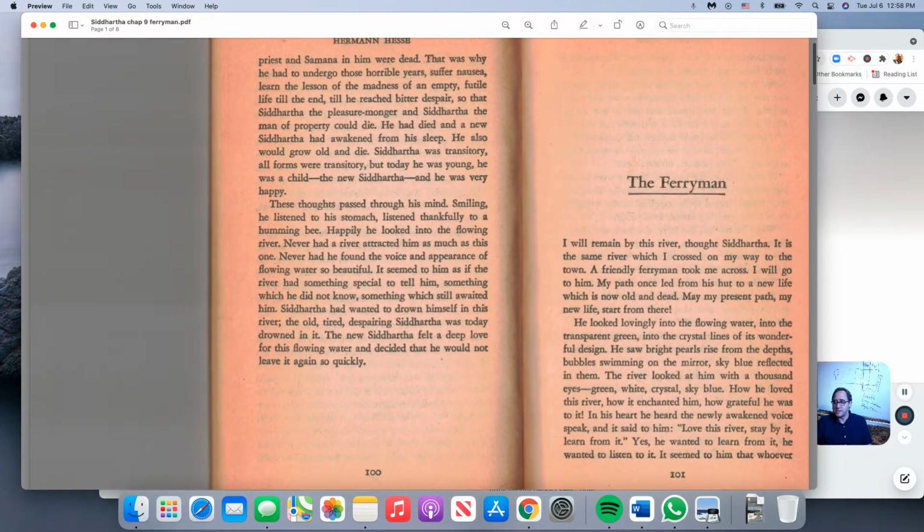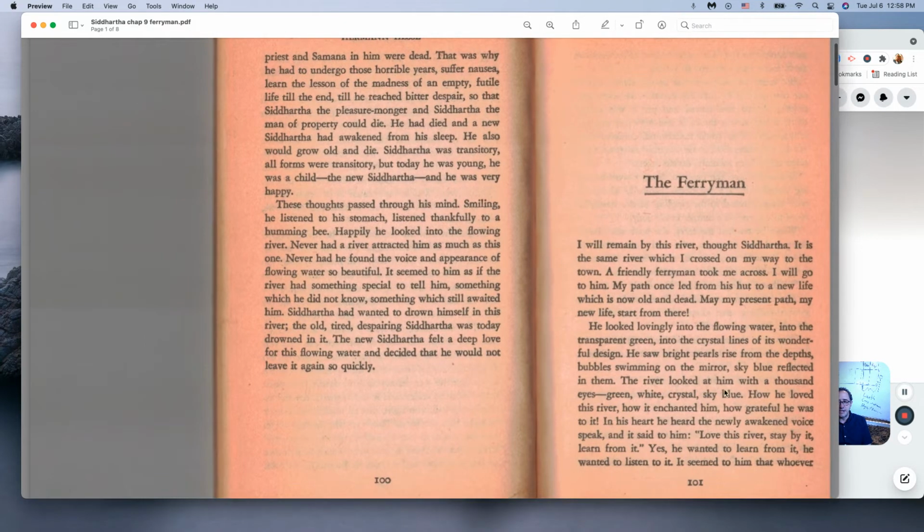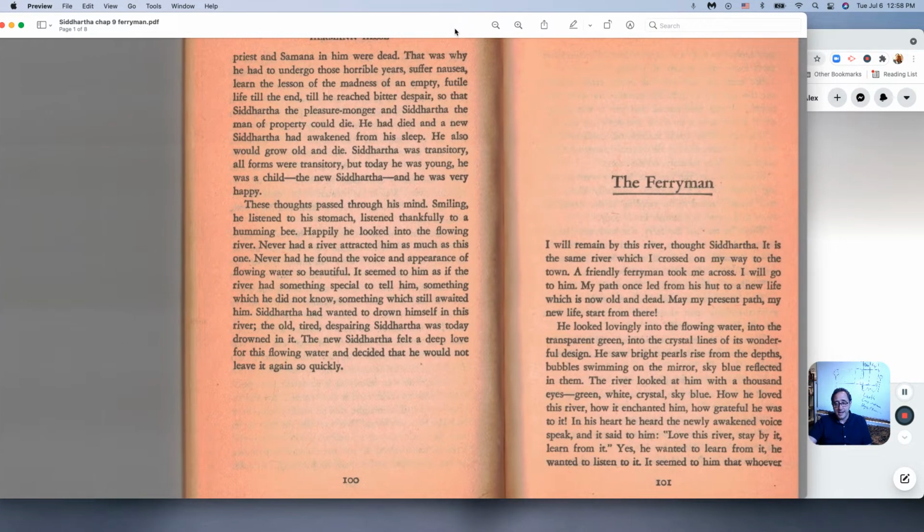So Siddhartha, let me move that over there. Siddhartha is next to the river. He's meeting the ferryman that he met earlier, and he's starting a new part of his life. The ferryman. I will remain by this river, thought Siddhartha. It is the same river which I crossed on my way to the town. A friendly ferryman took me across. I will go to him. My path once led from his hut to a new life, which is now old and dead.